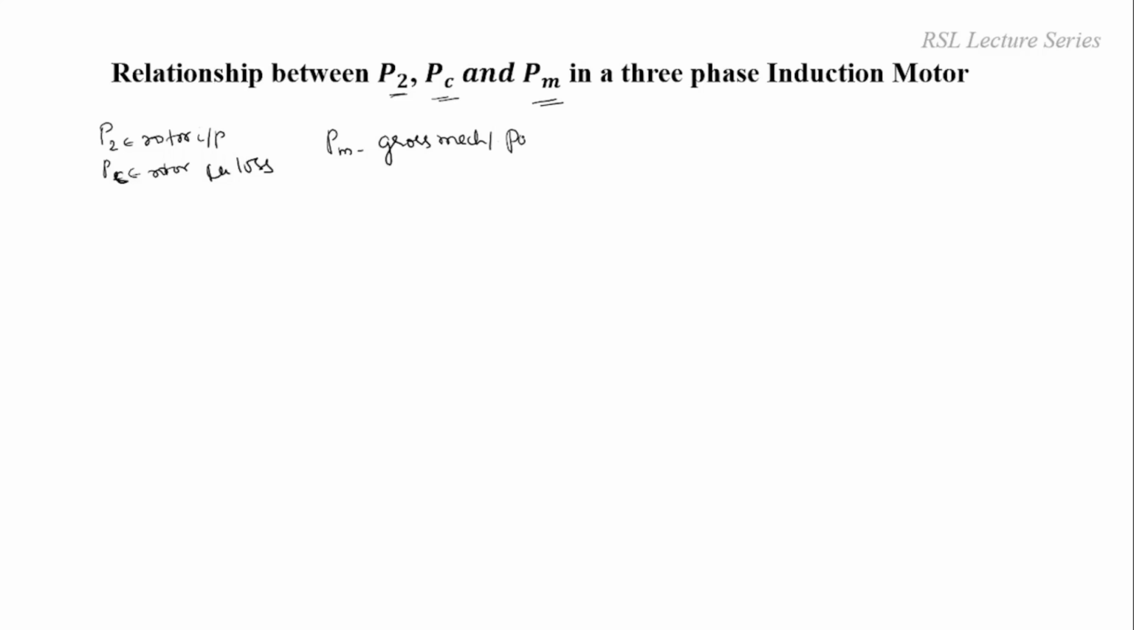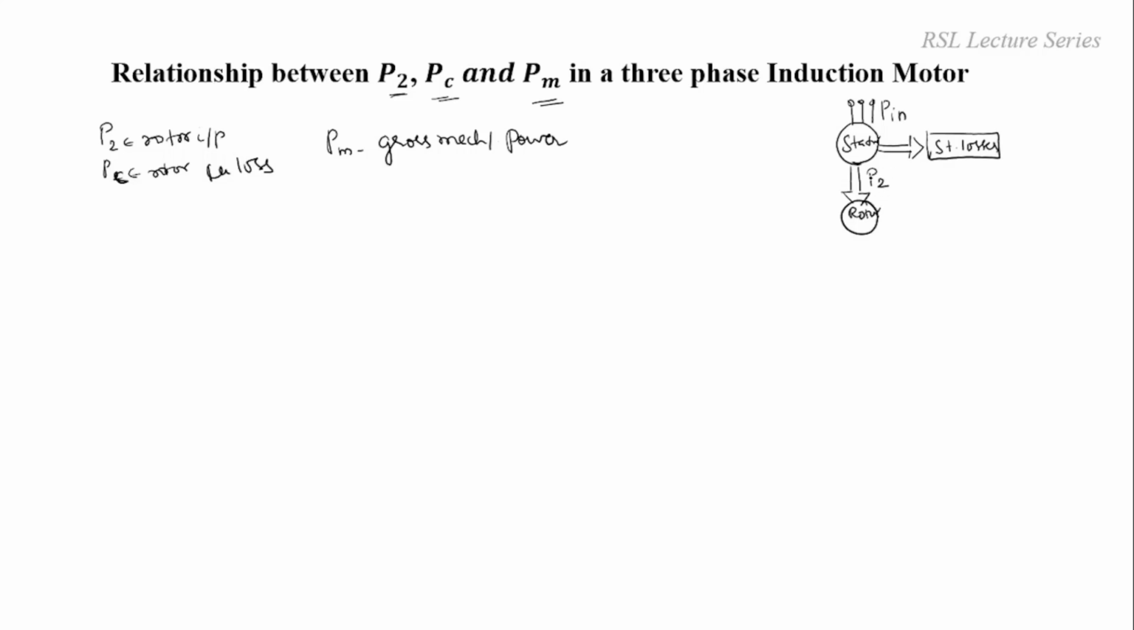If we take the induction motor, the three-phase AC supply is given to the stator. Let Pn be the input power given to the stator. This input power has to supply the stator losses. Here the stator losses include both the stator copper loss as well as the stator core loss. So input power minus the stator losses will give you the output power of the stator, which is given as input to the rotor.